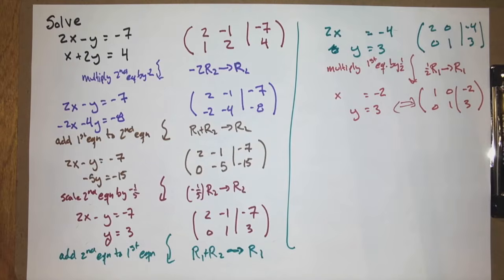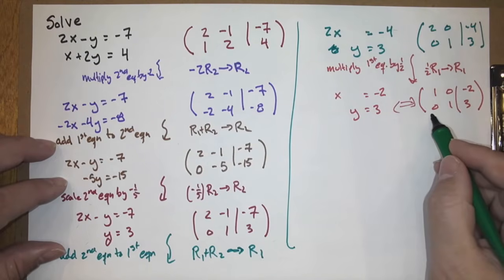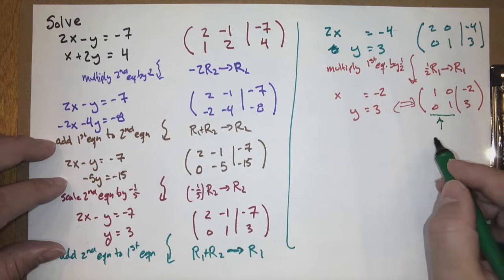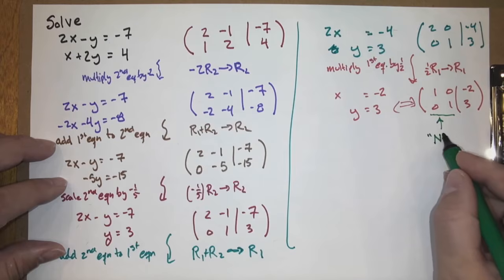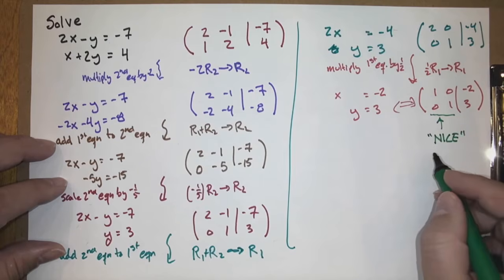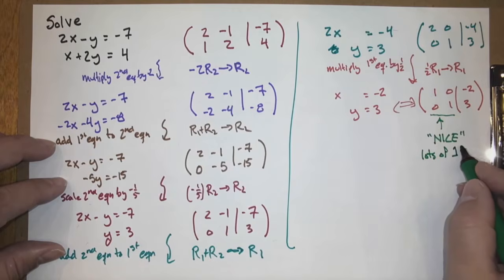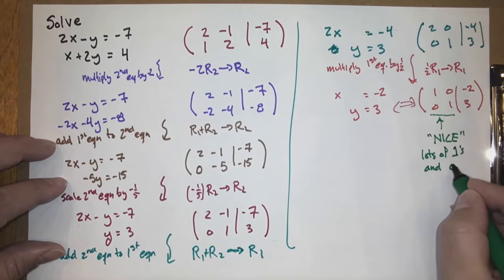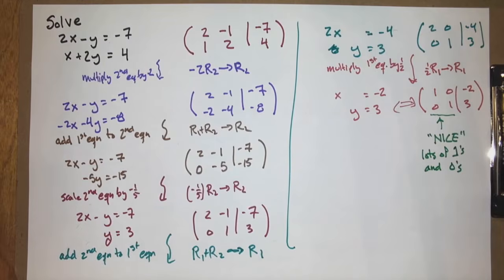So, all right, now notice this matrix on the left, on the augmented matrix, there's a technical term for this. This is nice. Now, why do I say it's nice? Lots of 1s and 0s. And we're going to get into detail next time, but ultimately that's our goal, is we're trying to make as many 1s and 0s on the left-hand side as we can. If we can do that, we win.